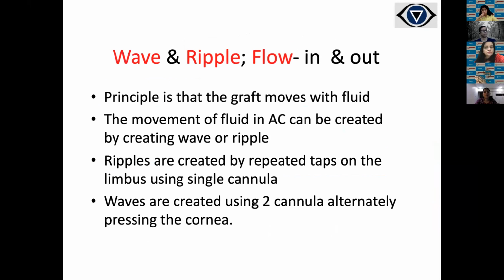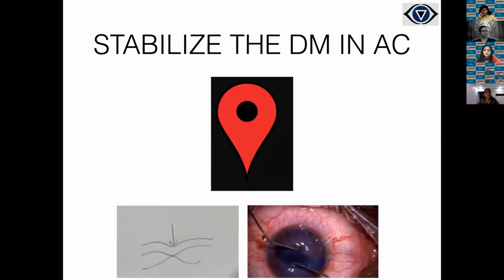So movement of fluid in the AC can be created. And as I said, when you use two cannulas and press slightly hard, then you are creating bigger waves to shift the graft from one side to the other side. Suppose you want to stabilize the graft in one particular area, and you don't want this graft to move here and there. So what you do is you pin.